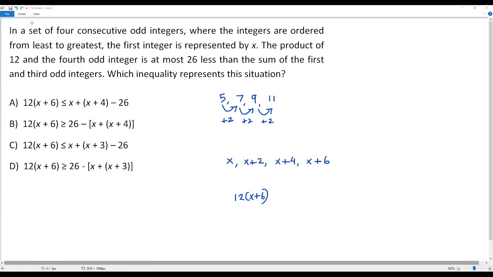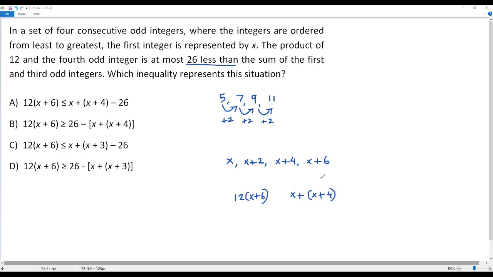Now let's consider this statement, 26 less than the sum of the first and third odd integers. When this statement is read, particularly this phrase 26 less than, many students will write 26 negative. Actually it is wrong. 26 less than means we have to subtract this 26 from the sum of the first and third odd integers. First let's write the sum of the first and third odd integers. That is, we have to add them, x + (x + 4). From the sum, we have to subtract this 26.